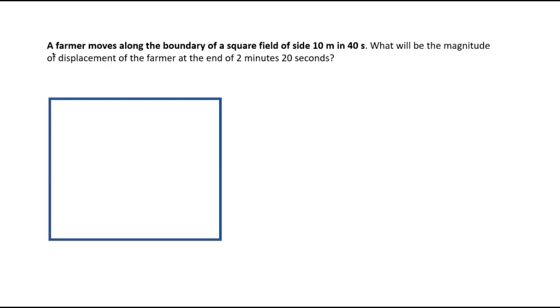So the first question is, I'm just reading this. A farmer moves along a boundary of a square field. So this is a square field, right? And the square field has a side of 10 meters all around. So every side is 10 meters, and he covers the entire boundary of the square field in 40 seconds, right? That is what is given. Now what is the magnitude of displacement?